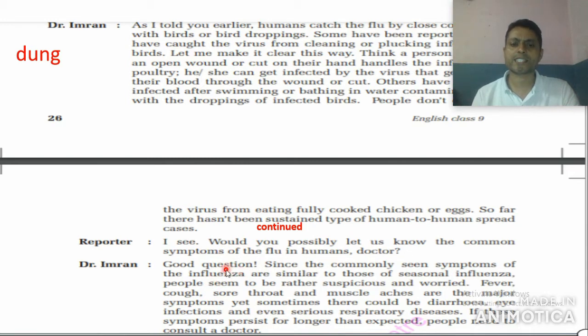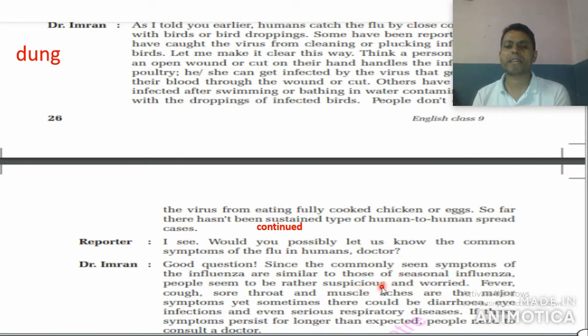Good question. This is the response to the request. Since the commonly seen symptoms of the influenza are similar to those of seasonal influenza, its symptoms look similar to seasonal influenza. People seem to be rather suspicious and worried.